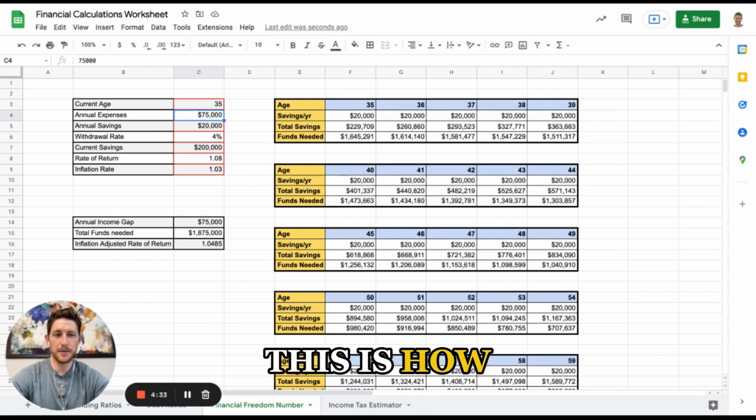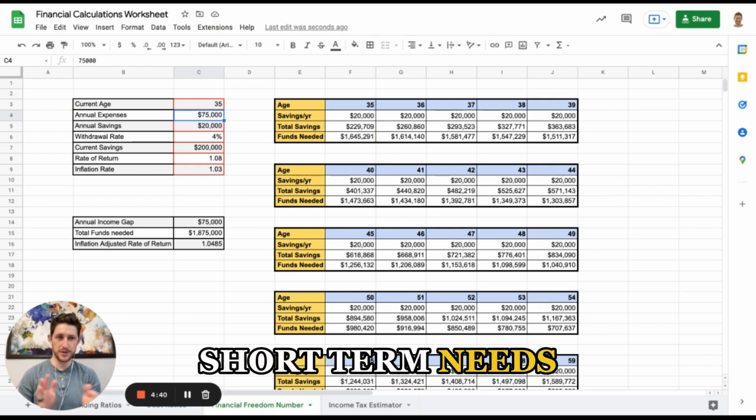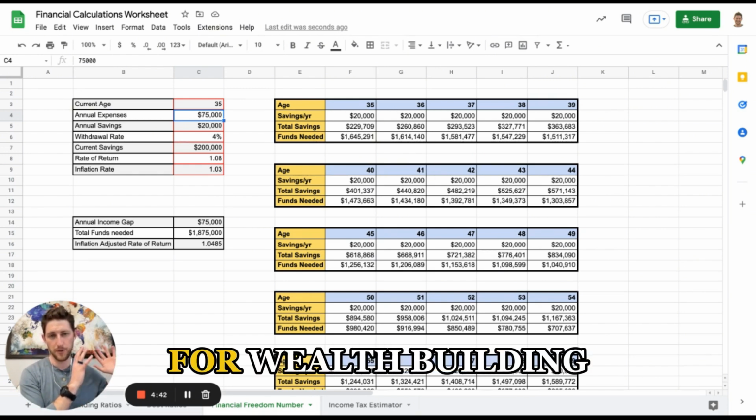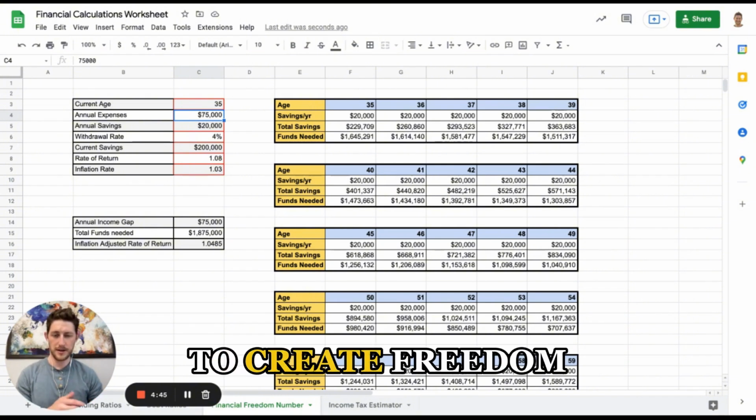Annual savings, again, this is how much you're putting towards building wealth. This is not savings for other short-term needs or anything like that. This is the future ratio. This is all for wealth building for the future to create freedom.